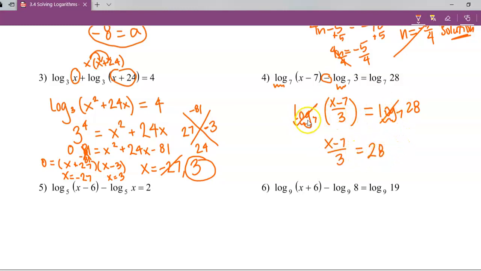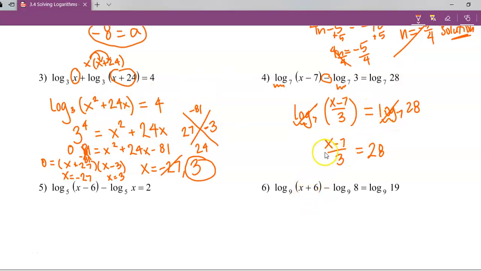Now, I want to caution you here, you can only drop those logs if you have 1 single log of the same base on each side. A lot of times when people get these type of questions, they get used to doing these, then they look back at something like number 3, where it's not equal to a log on the right-hand side. It's just equal to a number. So on that one, I can't drop logs. That one I have to change forms. So if there's not a single log of the same base on both sides, you're going to need to use a different method. You can't just drop the logs.